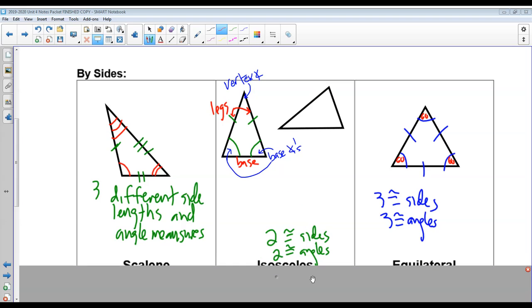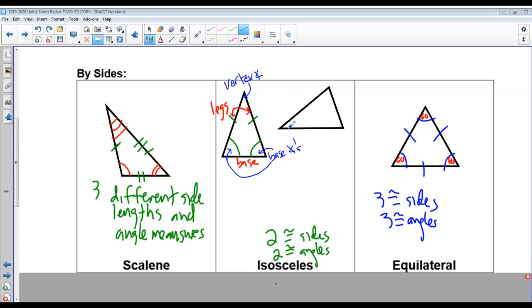All right. Isosceles triangles, 2 congruent sides, 2 congruent angles. So for the isosceles triangle, we have the 2 congruent legs. And you can see I have another picture here that we'll talk about in a second. But the 2 congruent legs, I have the 2 congruent slash marks on them. And then the 2 congruent angles are called the base angles. All right, so we have the legs and the base. And then we have the vertex angle, which is the one angle that's different. And then we have the 2 base angles, which are the 2 congruent angles in our isosceles triangle.